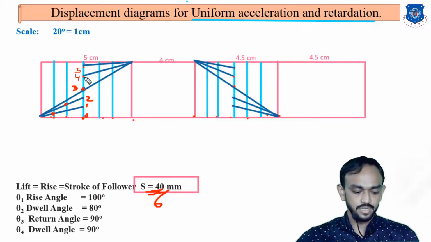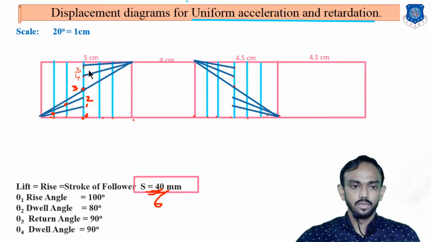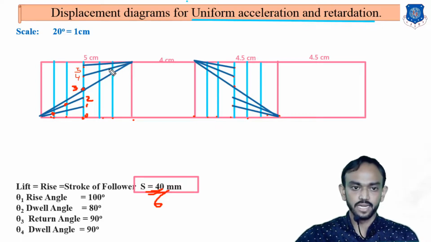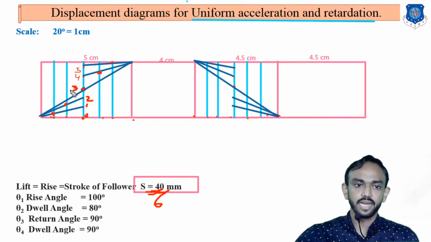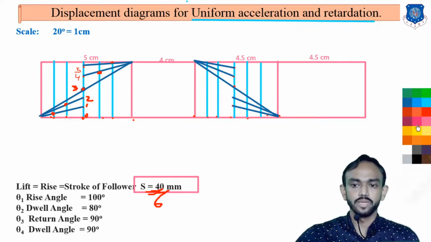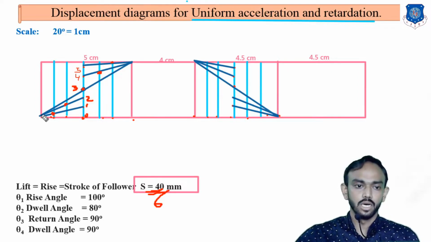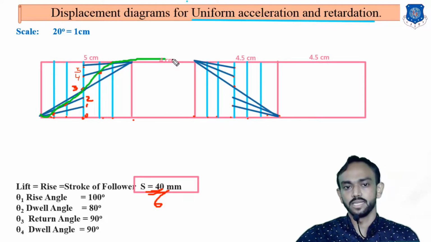So you can see that the 5 number inclined line and the 5 number vertical line intersect here, the 4 number inclined and 4 number vertical intersect here, and the 3 number inclined and 3 number vertical, and these are the points through which we are going to make the uniform acceleration curve. After that, you can check these are the points you will get here.